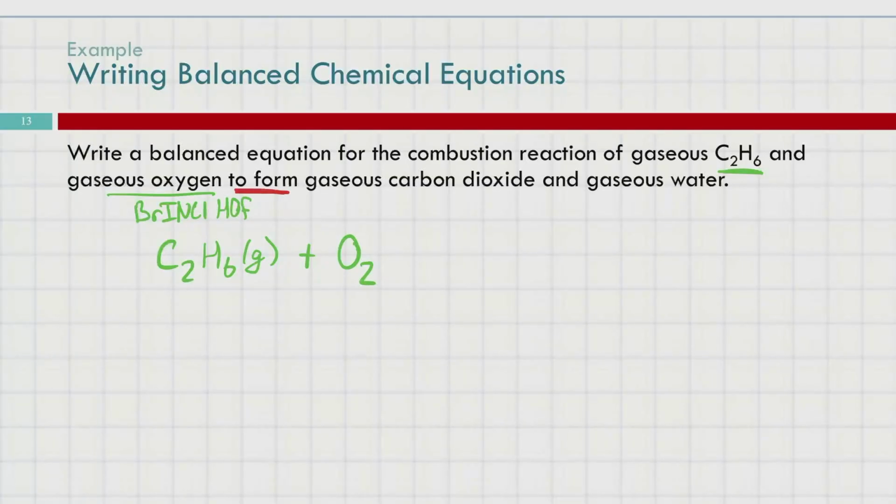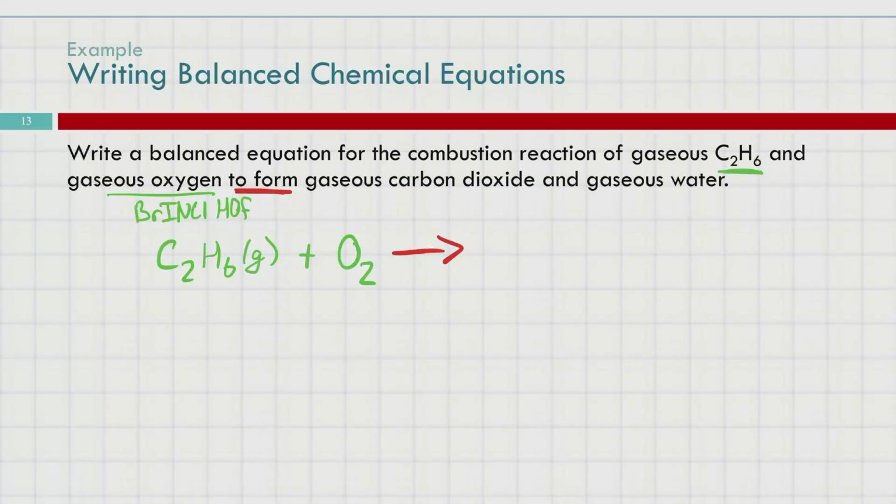And then the problem says to form. To form signals a reaction arrow. So now everything that follows that is our products. We've got gaseous carbon dioxide. What's special about the name carbon dioxide? What might signal us in as to what kind of chemical this is? Dioxide. It's got a prefix in it. We only use prefixes for molecular compounds. We can also see that it's carbon and oxygen because of the oxide. So it's a molecular compound.